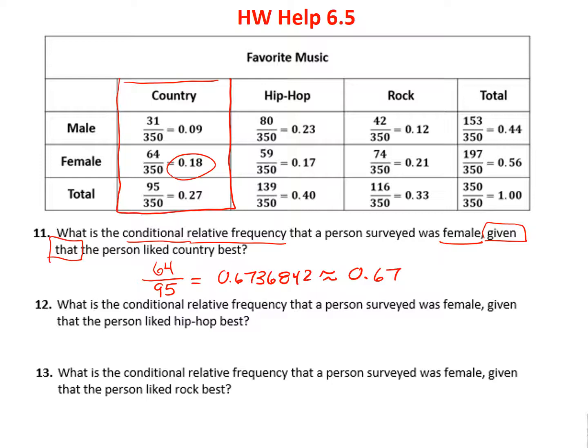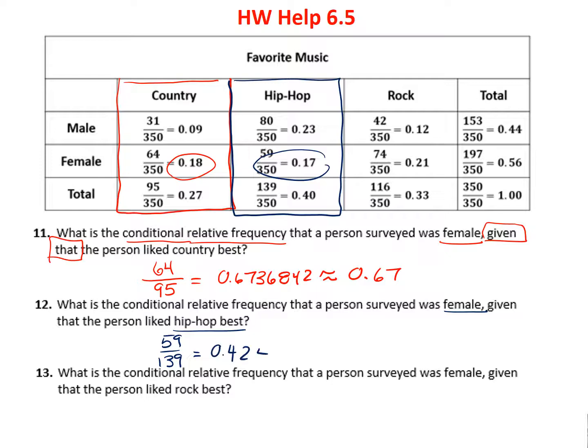All right? So now what's the conditional relative frequency that a person was female again, given that they liked hip-hop best? So this time I'm only going to look at the hip-hop column. And again, I'm only looking for females right here. So notice the number of females was 59, out of the total who liked hip-hop, 139. So 59 divided by 139 is 0.424460 on my calculator, and we'll round that off to about 42. So when it comes to country, a lot of females like country, but when it comes to hip-hop, the number of females drops down to 42%, so a few more males prefer that.